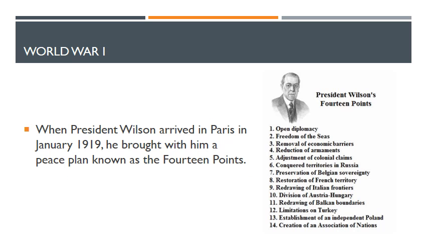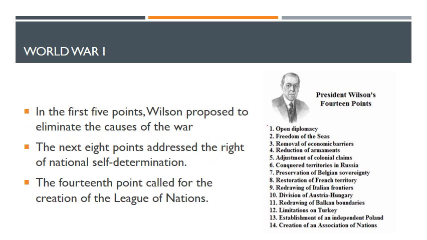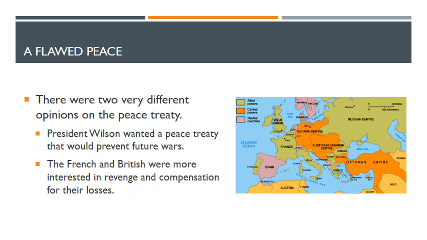When American President Wilson arrives in Paris, he brings with him a peace plan proposal known as the 14 Points. The first 5 points of Wilson's proposal addressed eliminating the causes of war. The next 8 points addressed the right of peoples to self-determination, in other words, to govern themselves. And finally, the 14th point called for the creation of an association of nations known as the League of Nations.